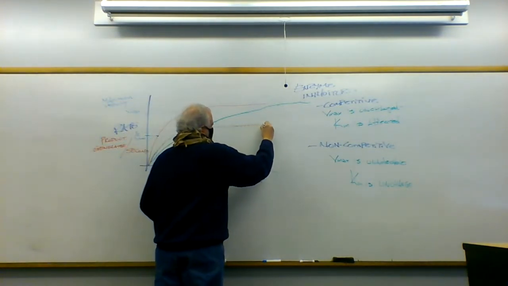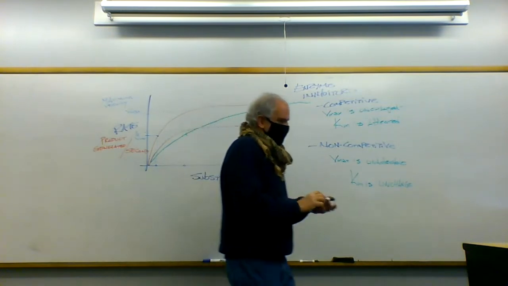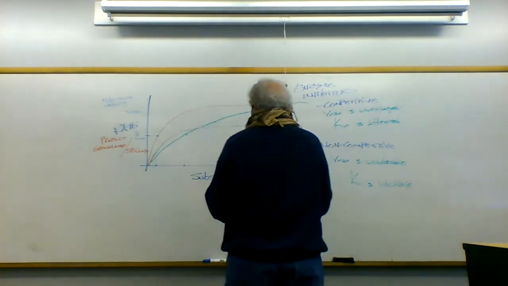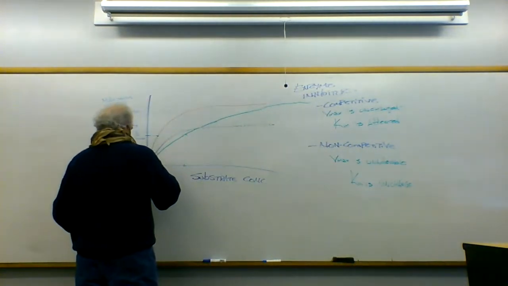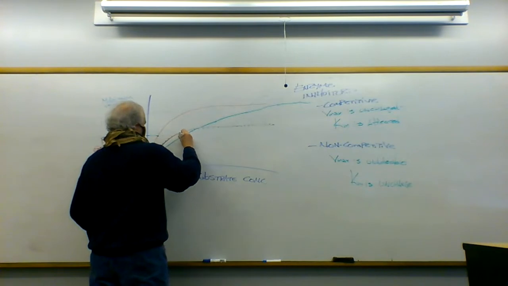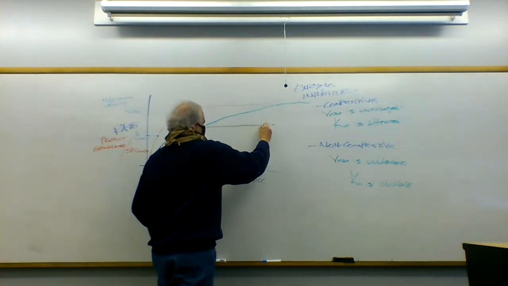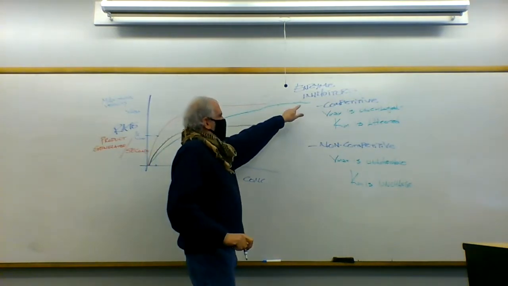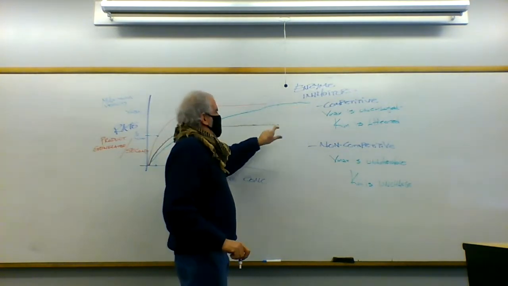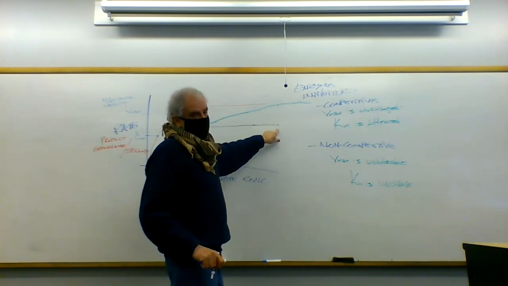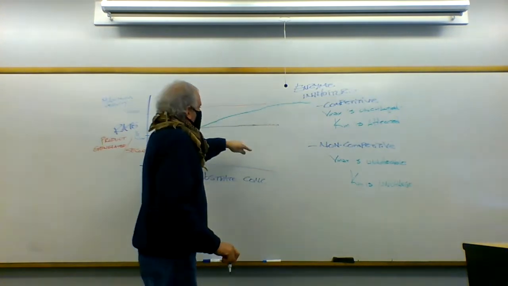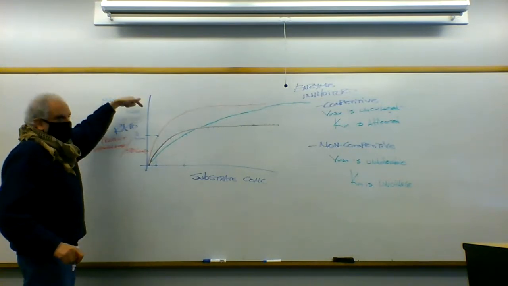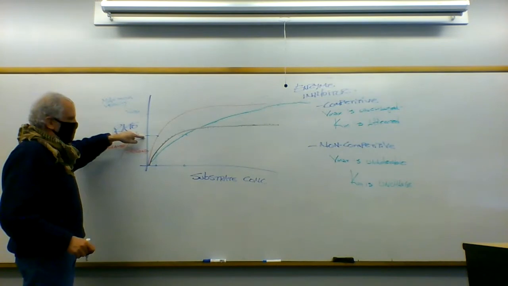Wait, so which is non-competitive and which is competitive? So green is competitive, black is non-competitive. My black's not all that great. Let's see if this does better. Yeah, a little bit better. So we can tell which one is competitive. Competitive inhibitor, we hit Vmax. Non-competitive inhibitor, you don't hit Vmax. And then from that, because with a competitive inhibitor you hit Vmax, Vmax ain't changed, 1/2 Vmax isn't changed.